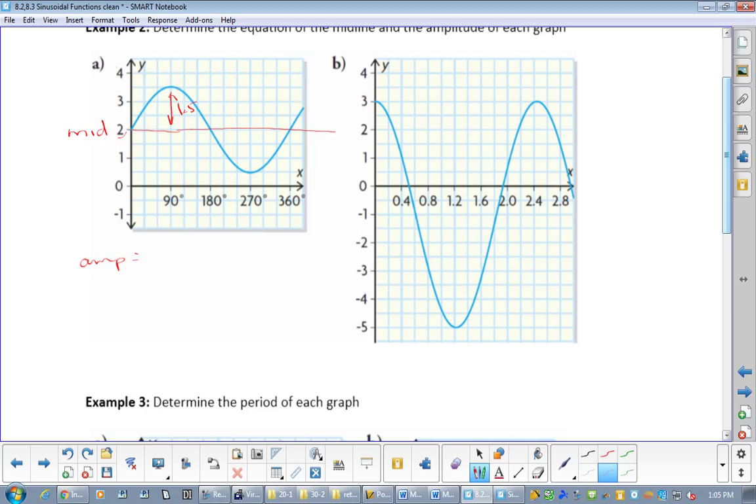Amplitude is supposed to equal max minus min. What's max? 3.5 minus, what's my min? 0.5, all over 2. 3.5 minus 0.5 is 3 over 2. 3 divided by 2. Now, we said midline is 2.